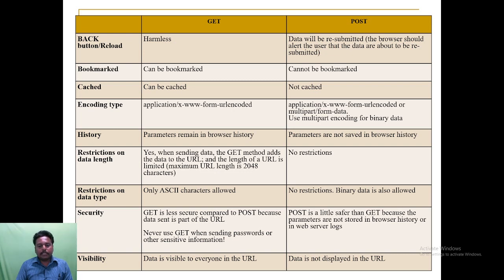And when sending data, the GET method adds the data to the URL, and the length of a URL is limited to 2048. The maximum length of a URL link, for example www.google.com, Google is your URL, and that URL link's maximum length is 2048 characters only. It's an important topic, an important question. There is no restriction for the POST method. It will be encrypted, and the encrypted contents may have thousands of characters, sometimes lakhs and lakhs of characters for encrypted text or encrypted URL or encoded type definition characters.